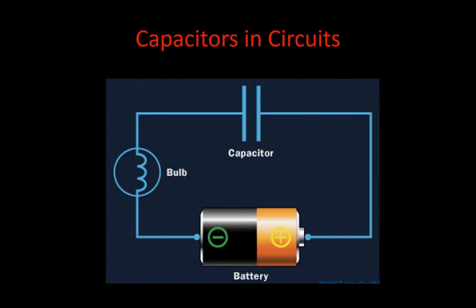So as per capacitors in circuits, what we mean is we take a battery, we hook it up to a capacitor, and then essentially over here we have a bulb. And that will mean this will charge the capacitor before the capacitor provides the energy to the bulb. So energy is being stored in this circuit somewhere else other than the battery itself.